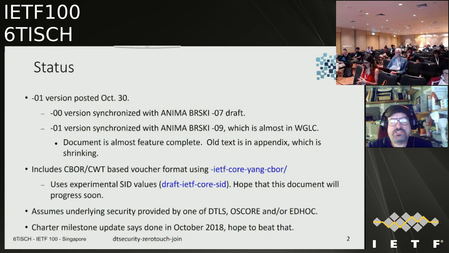and so the zero touch document resynchronized the table of contents and fleshed out a great deal of text. It includes the YANG module, which is translated by the CoreYANG CBOR mechanism into ownership vouchers that we need to establish ownership. This has been done manually. If you were in the CORE session a couple hours ago, then I guess there are now new complicated automated mechanisms to do this. And that will be great as soon as they become stable.